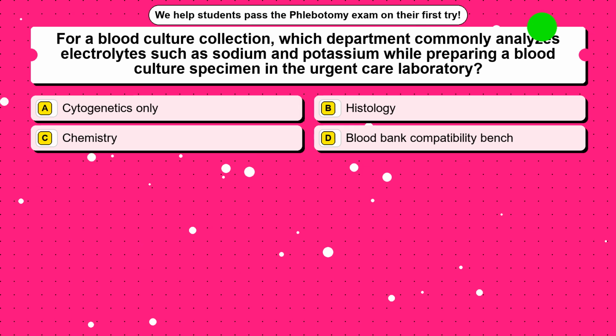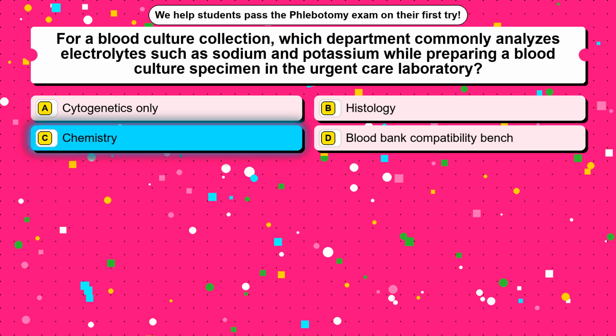Question 69. For a blood culture collection, which department commonly analyzes electrolytes such as sodium and potassium while preparing a blood culture specimen in the urgent care laboratory? Option A, cytogenetics only. Option B, histology. Option C, chemistry. Option D, blood bank compatibility bench. The correct answer is option C, chemistry.